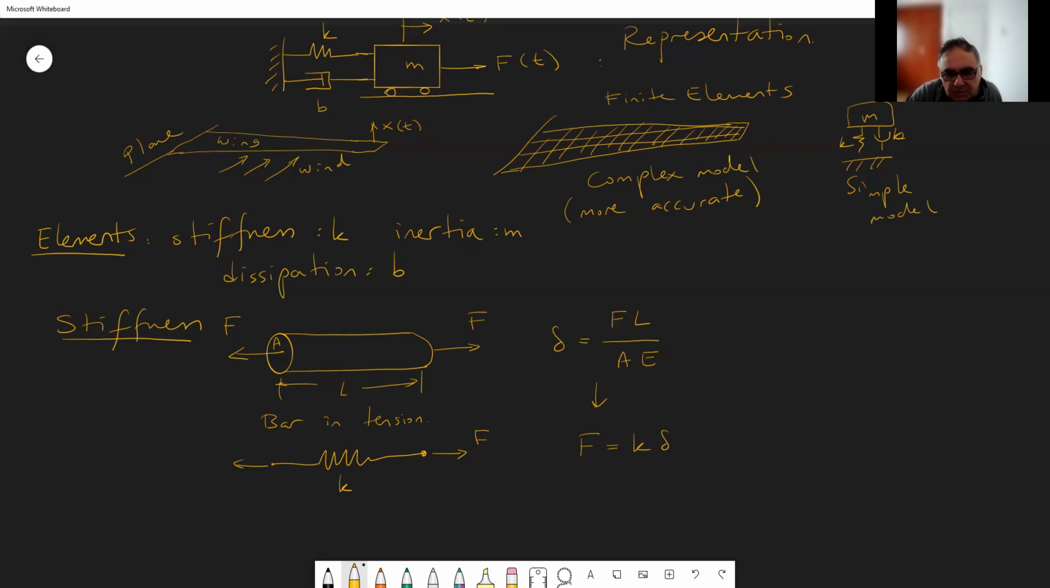And as you see, you can see that F is equal to AE over L times delta, from this equation. Therefore, this thing has to be our spring constant. So K is equal to AE over L. In this case, the spring constant of the bar is AE over L. It's not a spring, but you can treat it as a spring, as you see.